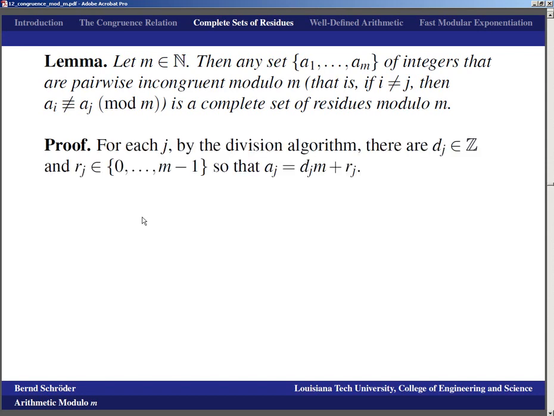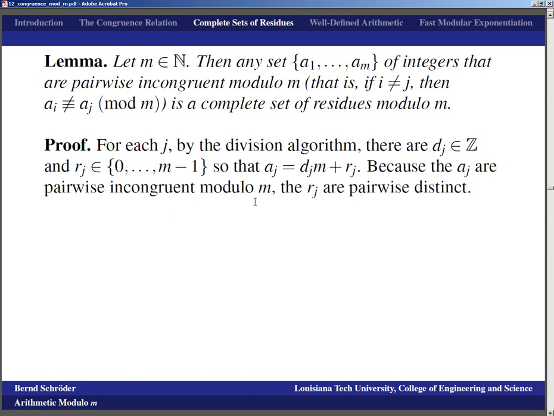The proof uses the pigeonhole principle, I think. For every j, by the division algorithm, there are dj, an integer, and rj, a remainder between 0 and m minus 1, so that aj is dj m plus rj. Because the aj's are pairwise not congruent modulo m, the rj's must be pairwise distinct, right? Otherwise we would have an aj and an ai with the same remainder, rj equals ri, and that would mean the difference between aj and ai is divisible by m, because it would be (dj minus di) times m. So the rj must be pairwise distinct.